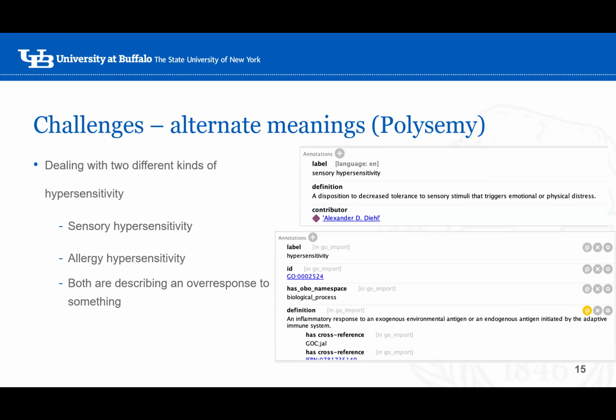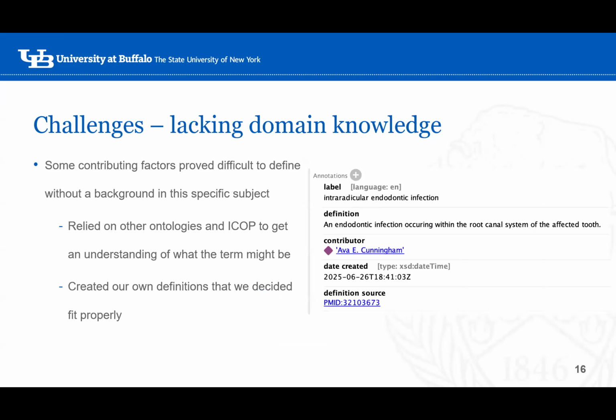A few challenges we ran into was ICOP did reference sensory hypersensitivity and allergy hypersensitivity simply as just hypersensitivity. So we needed to take some time to break down what sensory hypersensitivity was, and that just has to do with when you put an ice cube on your teeth or something, versus allergy hypersensitivity. And we created sensory hypersensitivity as a specific term from ICOP, and hypersensitivity was already within the GO ontology.